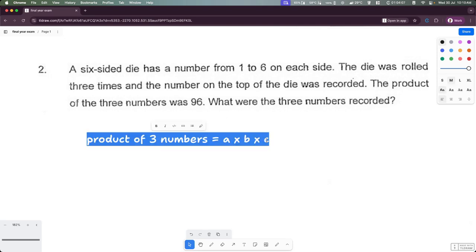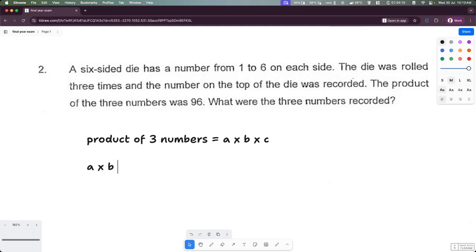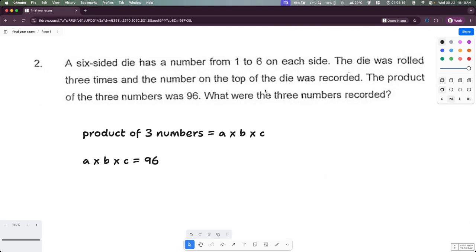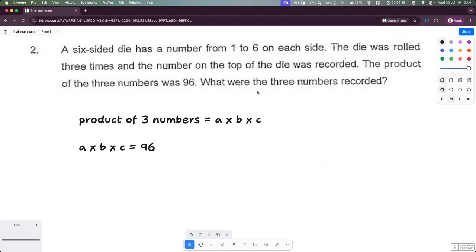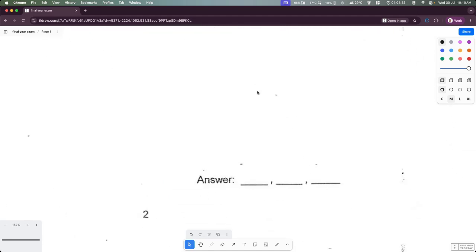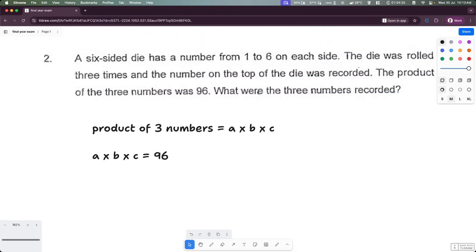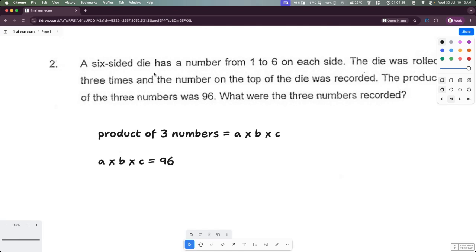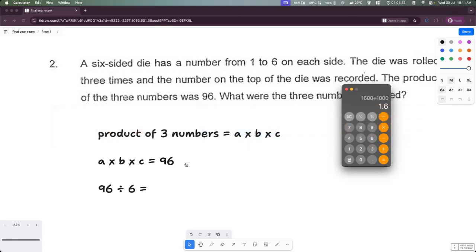So we know that A times B times C is equal to 96. Did it say the same number? It doesn't say the same number. But what we know is that it is a 6-sided die. So if we have 96, we divide it by 6. Let's see what the answer is. Okay, so we open the calculator. 96 divided by 6 will give us 16.